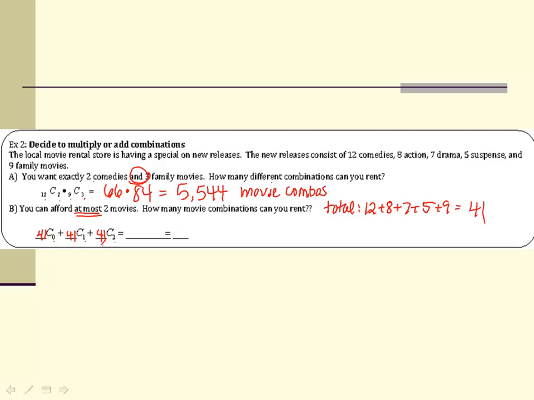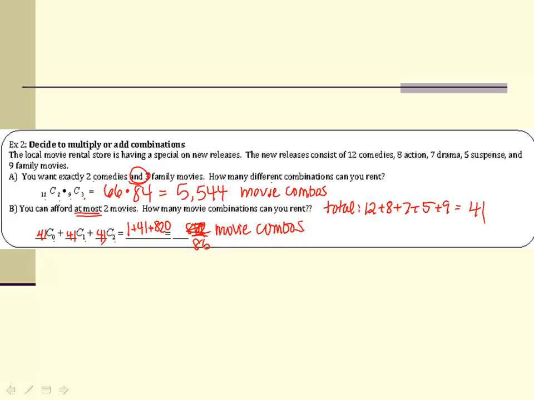If I take 41 choose 0, I get 1, because there's only one way, you just didn't pick it. 41 choose 1, there are 41 different combinations of movies to look at. And 41 choose 2, there are 820. So if I add these 3 numbers together, you get 862. That's supposed to be 2 movie combos.